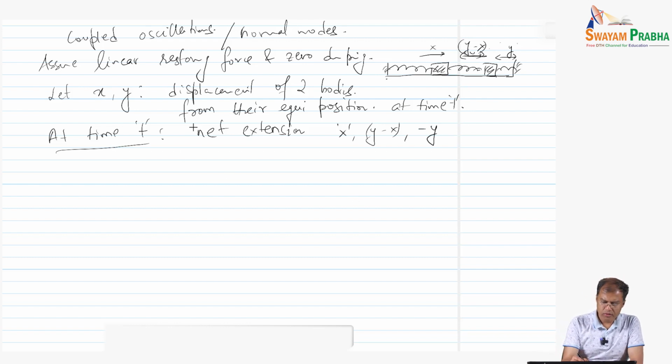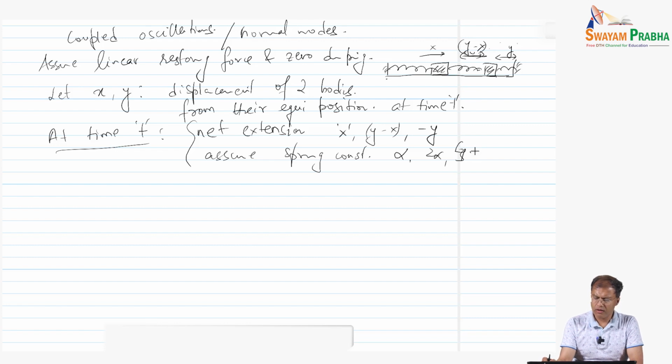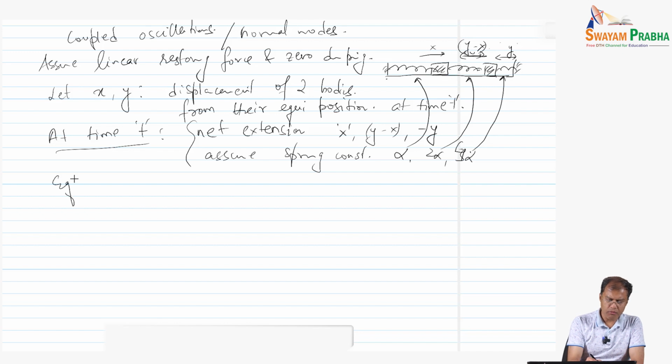Now assume the spring constants are alpha, 2 alpha and 4 alpha. So the first spring has a constant alpha, the second spring has a constant 2 alpha, and the third spring has a constant 4 alpha. There are 3 springs. Then we can quickly write the equation of motion. The equation of motion reads as follows.